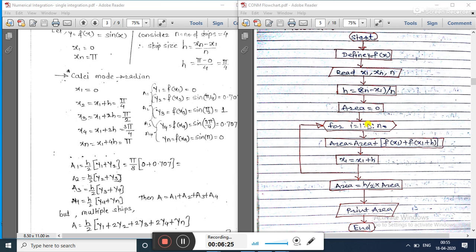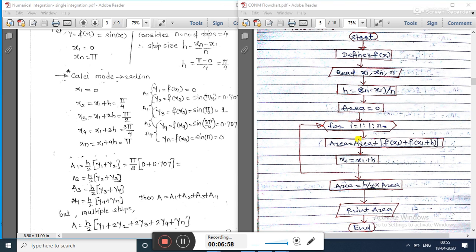Loop is closed, i is equal to n, that is 4. So last value of area plus f of x4 plus f of x4 plus h, that is xn. So this whole is stored into area. x1 is replaced with xn, x4 plus h, that is xn. The i loop is closed, increment by 1, that is not possible because the stopping condition is n, and n plus 1 is not possible. So come to the next step.